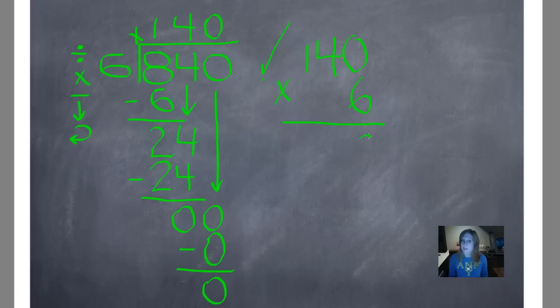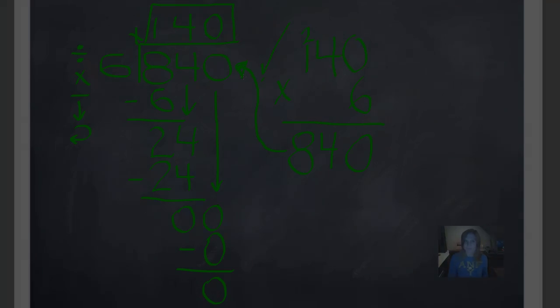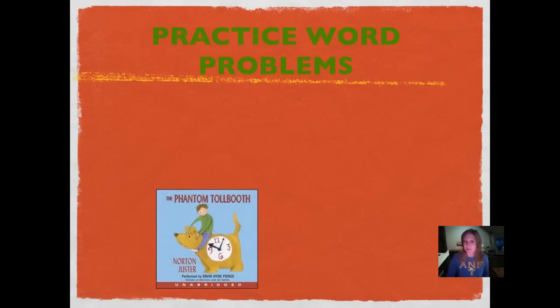Six times 0 is 0. 6 times 4 is 24. 6 times 1 is 6, plus 2 is 8. Already my product matches my dividend exactly, so that means my quotient is correct. So it's time to practice with word problems.